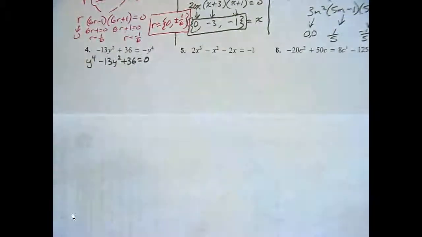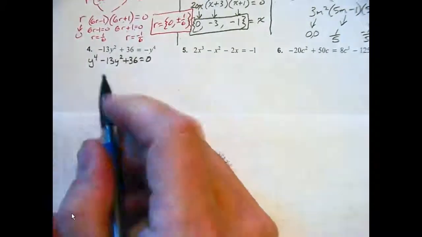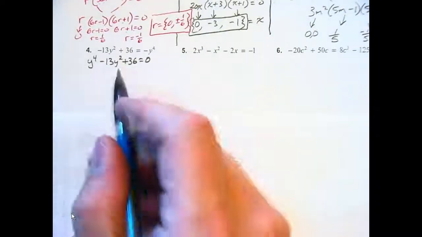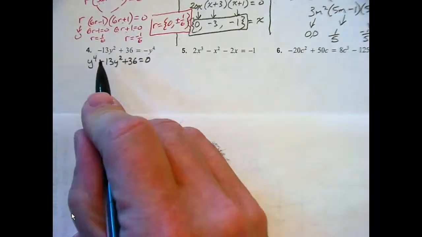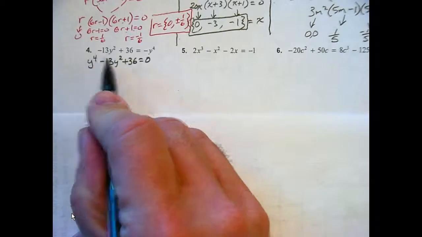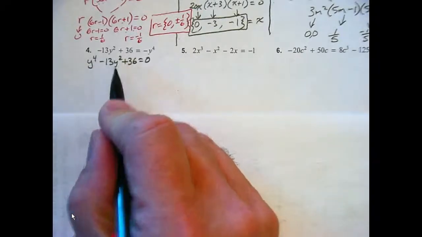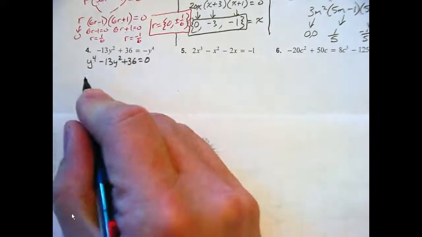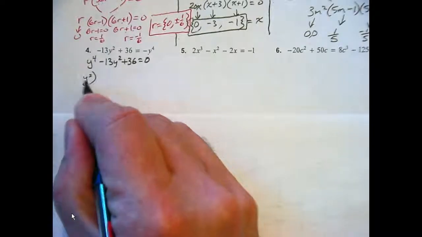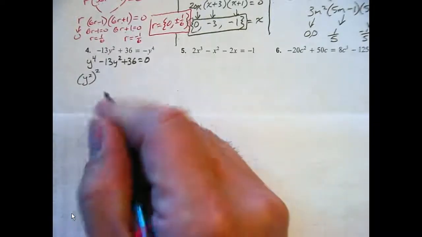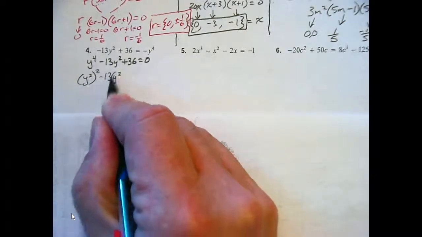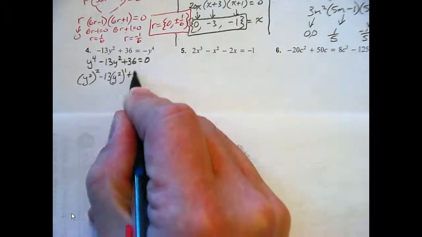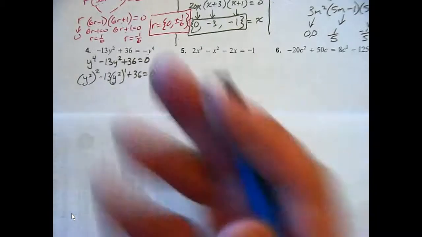Hey guys, I know we've talked about this a few different ways, but remember, anytime you look at your powers, if your leading power is twice this one, you can think of it as y squared squared. And that becomes 13y squared to the first plus 36 equals 0. So you think of it that way.